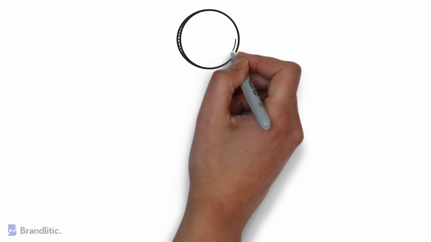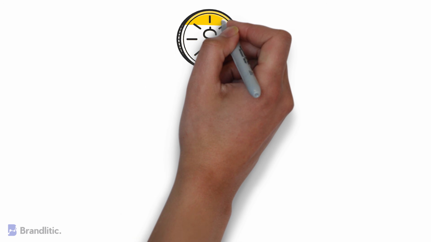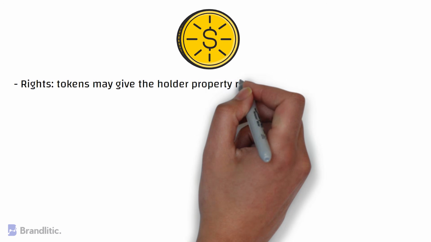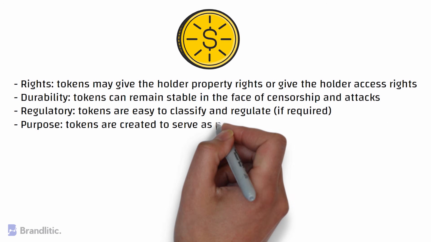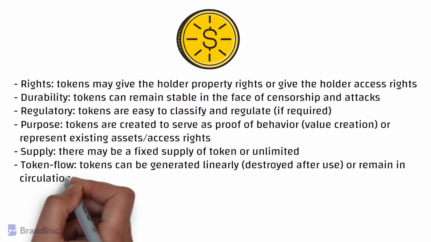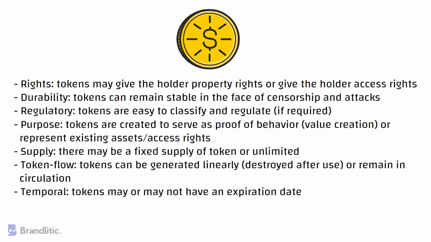Further, you must understand that tokenomics is evolving with innovation in tokens, and thus there is a growing number of tokens with more refined properties. These tokens, apart from the classification we just discussed, can be based on the following factors. Number 1, rights, where tokens may give the holder property rights or give the holder access rights. Number 2, durability, wherein tokens can remain stable in the face of censorship or attacks. Number 3, regulatory, wherein tokens are easy to classify and regulate.